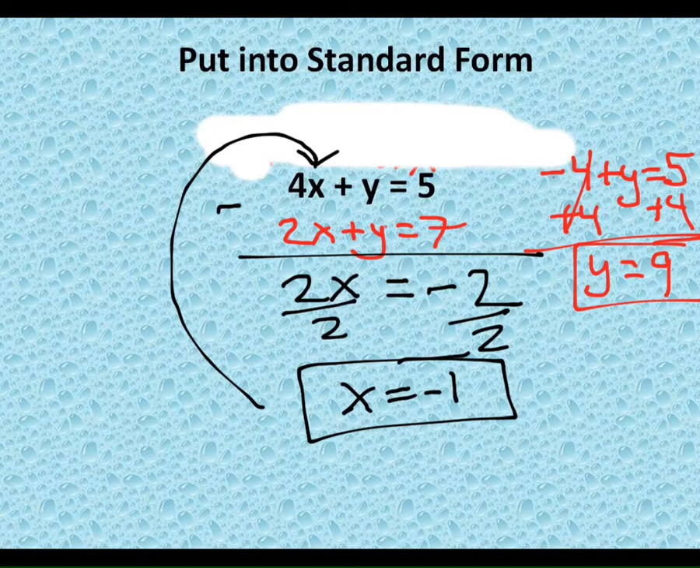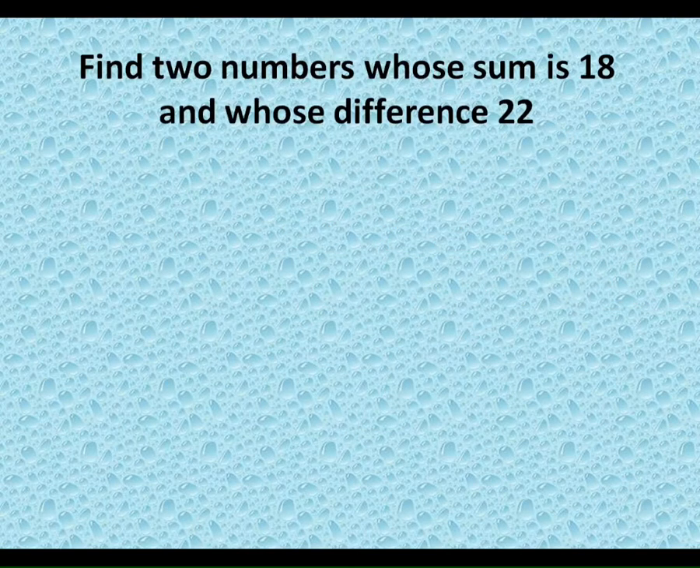Good. Now the last one, though, it says find two numbers whose sum, which means what operation? What's sum? Addition. That add to be 18, and whose difference, what's that mean? Difference is subtraction. Product is multiplication. Quotient is division, right? So who add to give me 18, subtract to give me 22.